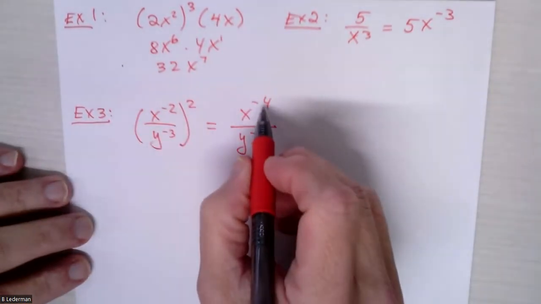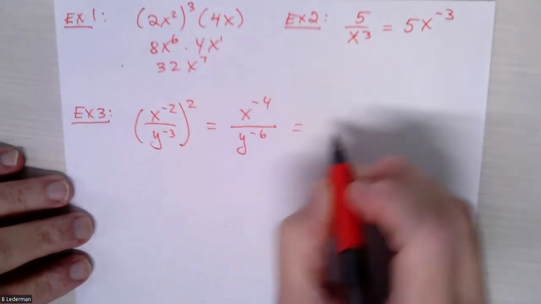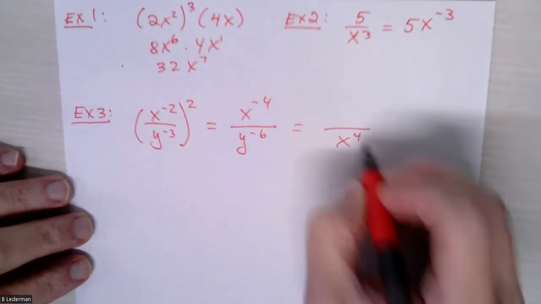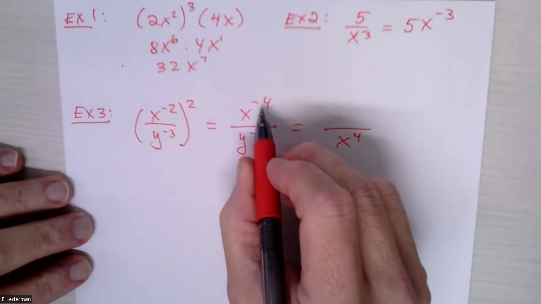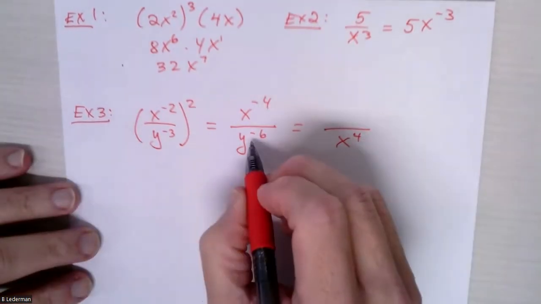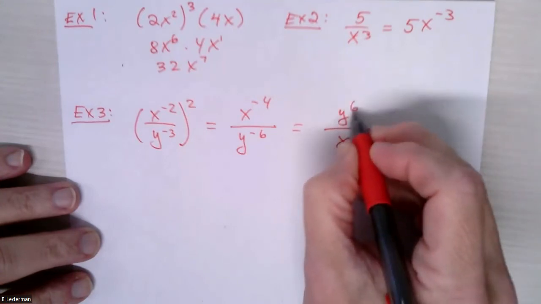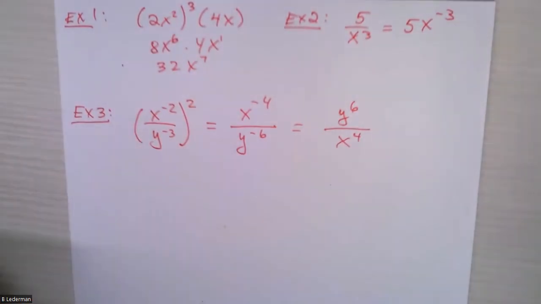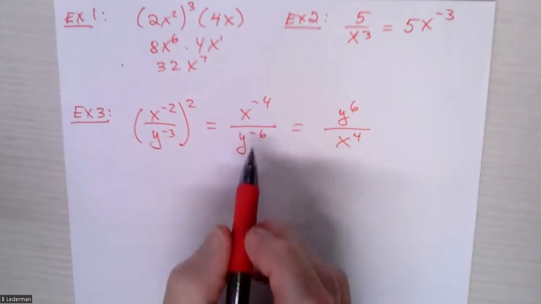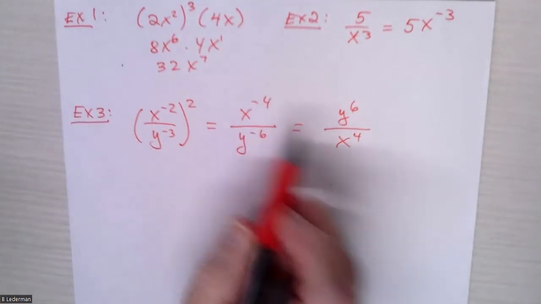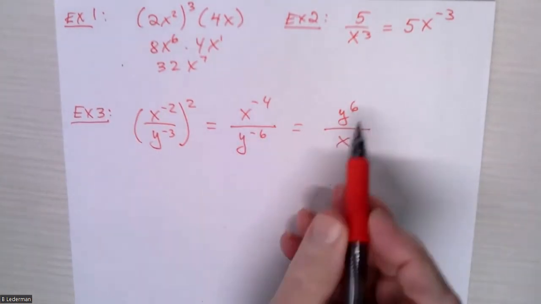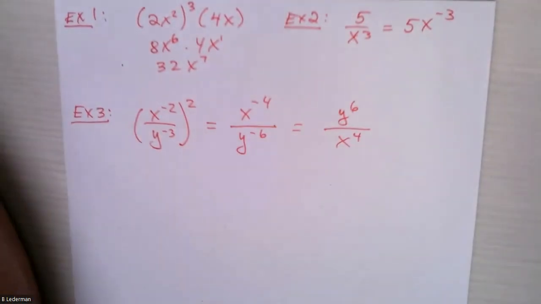Now, a negative on top is the same thing as a positive on the bottom. So a negative 4 on top becomes a positive on the bottom. A negative 6 on the bottom becomes a positive on top, and that's my answer. And why is that? Because the negative exponents are reciprocals. So it sends it from the top to the bottom. This sends it from the bottom to the top. And let's do another example.